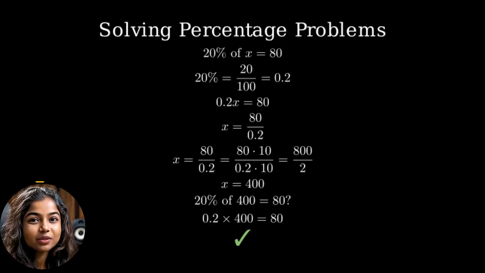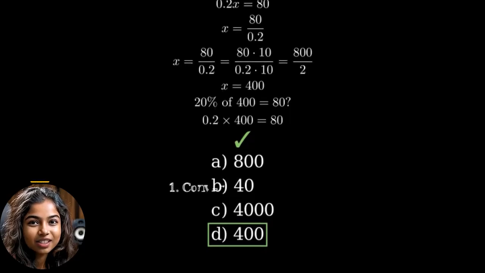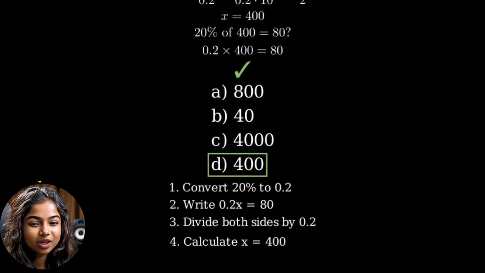Looking at our options, A, 800, B, 40, C, 4000, or D, 400, we can see that D, 400 is the correct answer. To summarize, we converted 20% to 0.2, multiplied x by 0.2 equals 80, divided both sides by 0.2.